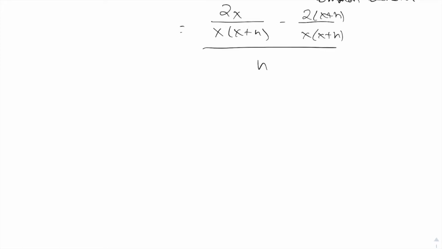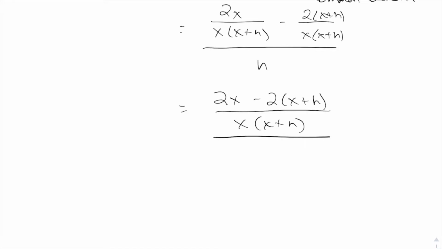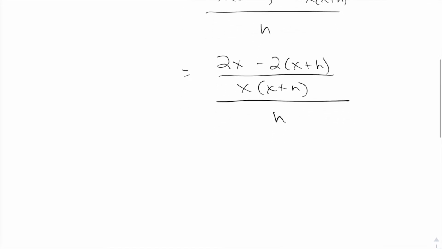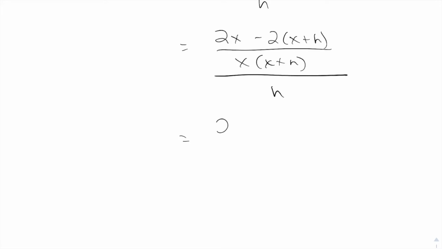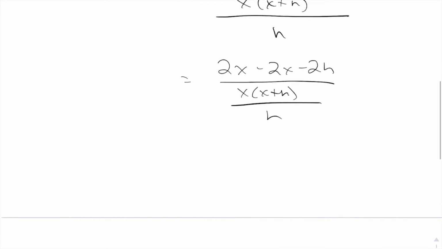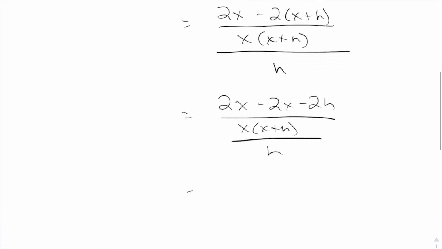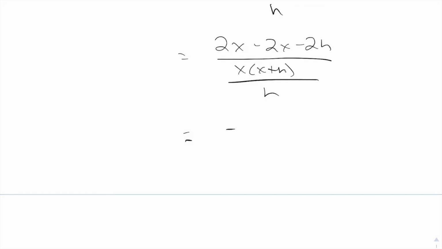Okay, so now we can add that fraction across. 2h minus 2 times the quantity x plus h all over x times x plus h. And again, we're still all over h. We'll continue, distribute that negative 2, minus 2x, minus 2h, all over x times x plus h, all over h. Right, keep going down. Those two 2x terms will cancel, and I'll get negative 2h over x times x plus h, all over h.